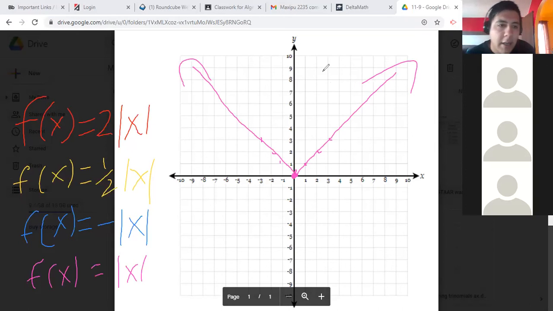Now, for f of x is equal to 2 and then the absolute value of x, what kind of transformation do we have there? No, I'm talking about the red graph. The f of x is equal to 2, absolute value of x. What kind of transformation is that?